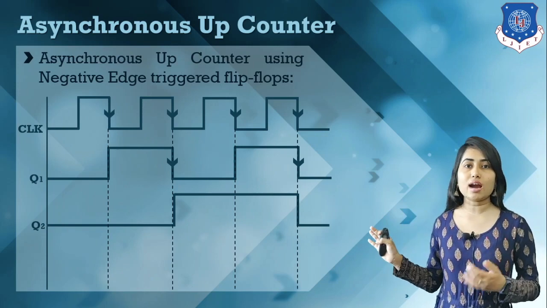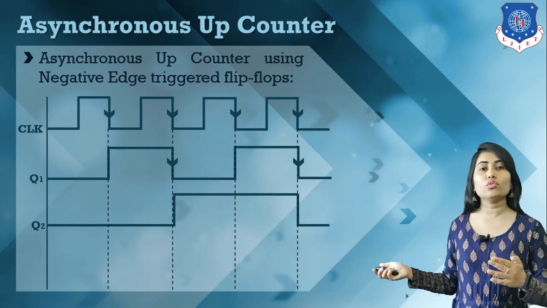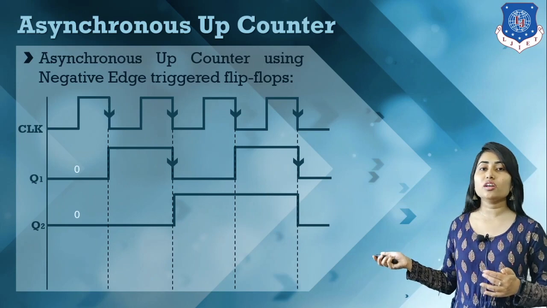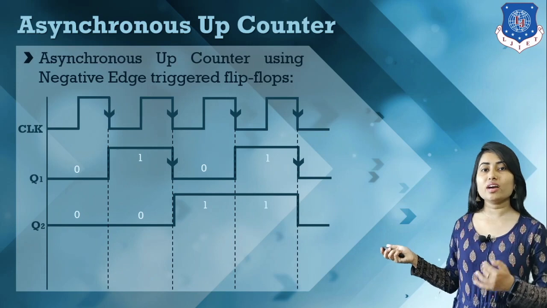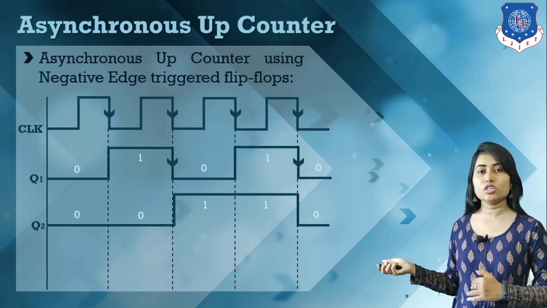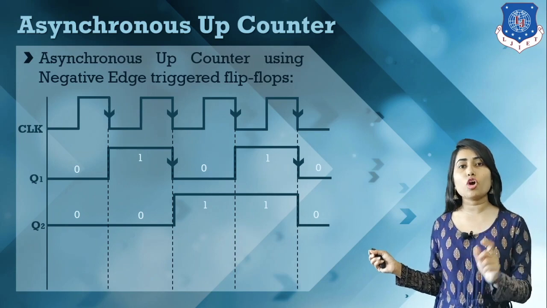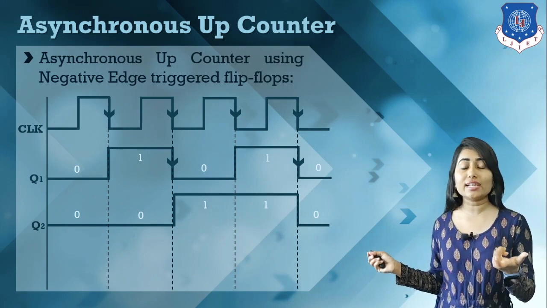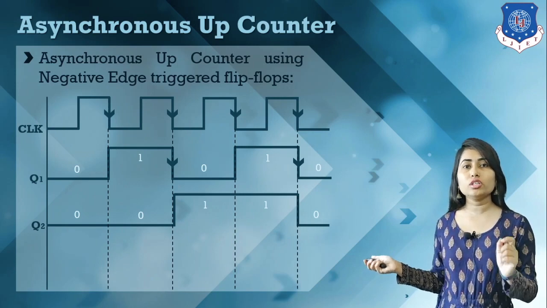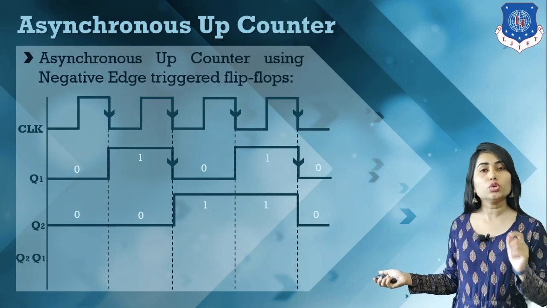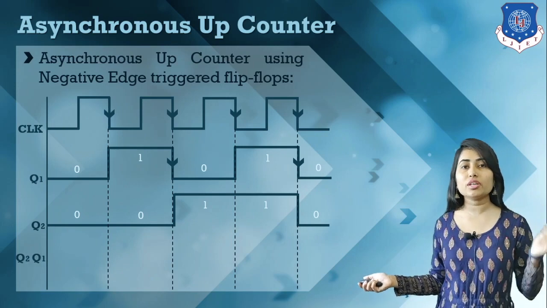Now how does this count the values 0, 1, 2, 3? So remember, here we have Q2, Q1, that is 0, 0. Then here we have 1, 0. Here we have 0, 1. Here we have 1, 1. And here we have 0, 0. So basically the counter output is taken from Q2, Q1. Okay, so we have to calculate our output conditions from this Q2, Q1.